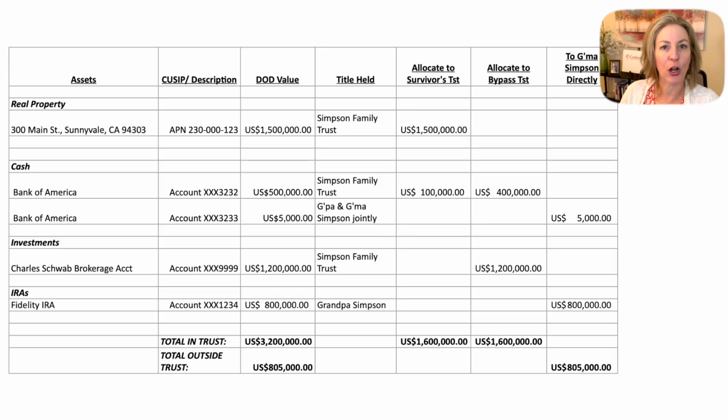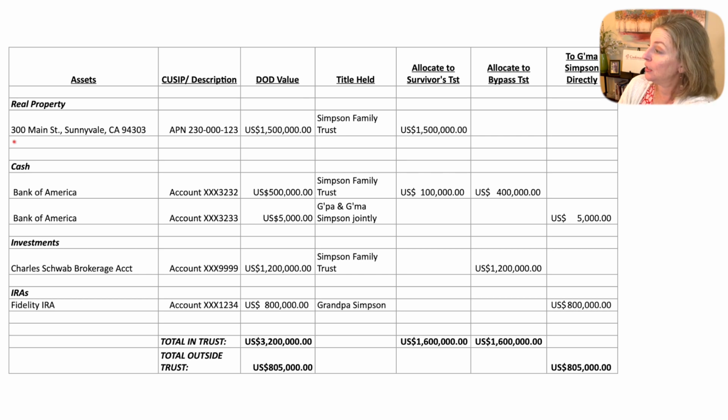Okay, so first of all, keep in mind that the assets in the trust are supposed to be allocated 50-50, okay, the community property assets. If you have separate property assets, they might all go to the trust of the person whose property it is, okay? But we're assuming this is community property here in California.